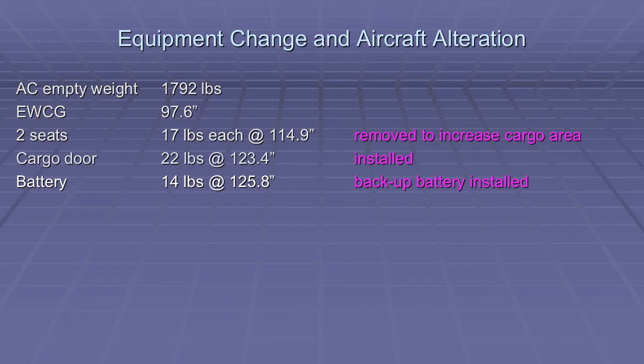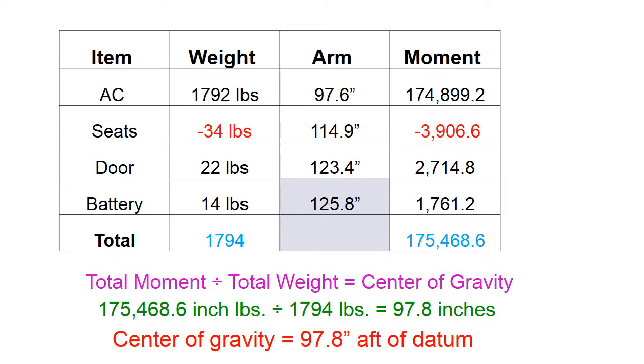We will consider removing two seats that weigh 17 pounds each and are located at 114.9 inches after the datum, installing a cargo door that weighs 22 pounds located at 123.4 inches, and installing a backup battery that weighs 14 pounds located at 125.8 inches. We will find the new empty weight and new empty weight center of gravity for this aircraft by again using our item, weight, arm, and moment chart.